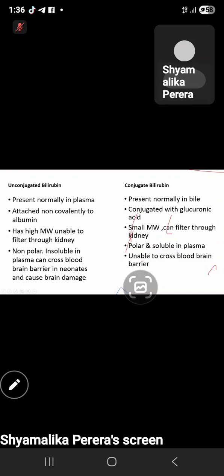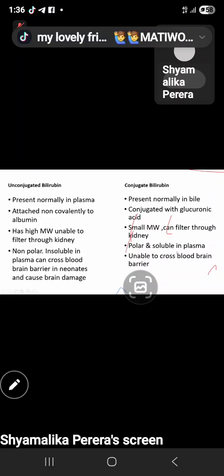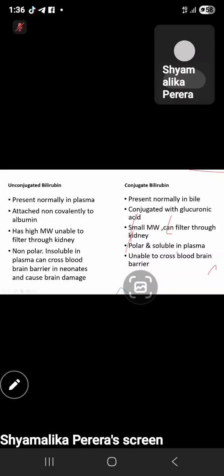So this is just a simple differentiation between unconjugated and conjugated bilirubin. Unconjugated bilirubin is present normally in your plasma and is attached to the albumin molecule non-covalently. That means you can remove the albumin molecule whenever necessary. It has a high molecular weight and is unable to filter through your kidney. It's non-polar, insoluble in plasma, and it can cross your blood-brain barrier. That is the dangerous part in neonates, because this unconjugated bilirubin can go and deposit in your brain.